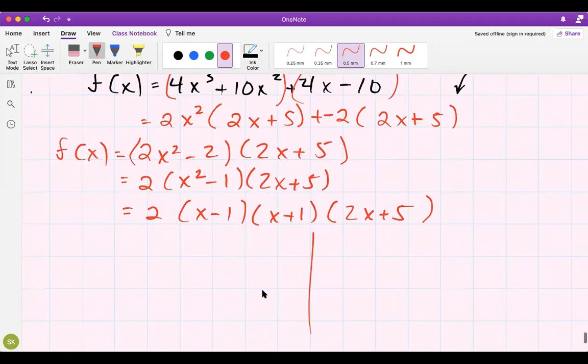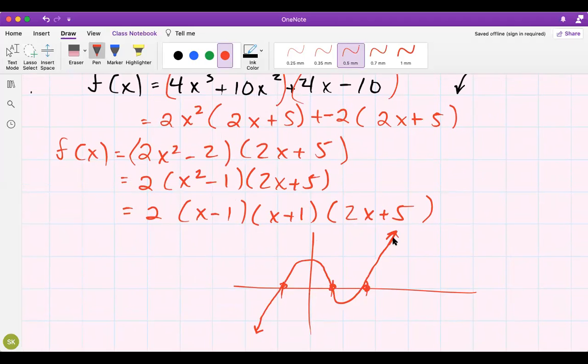I can sketch this really quickly. So we're going to go through 1/2, -1, and -5/2, which is -2.5. We know that the end behavior looks like this. And we know that we're going to cross each one of these. So we're going to look something like this.